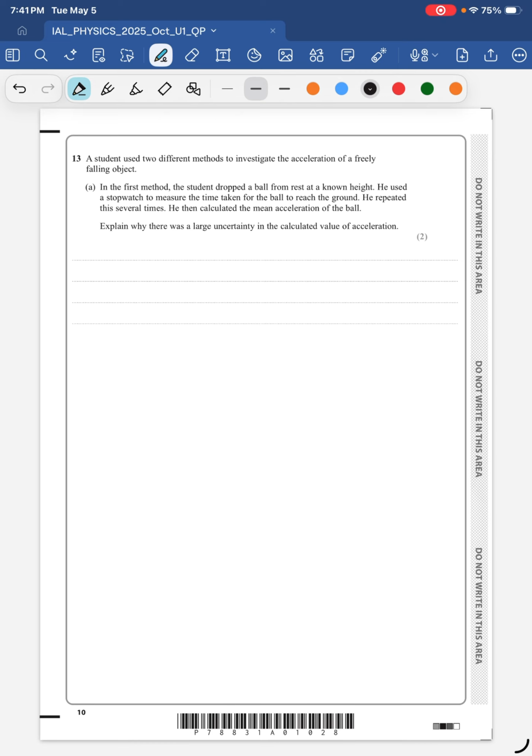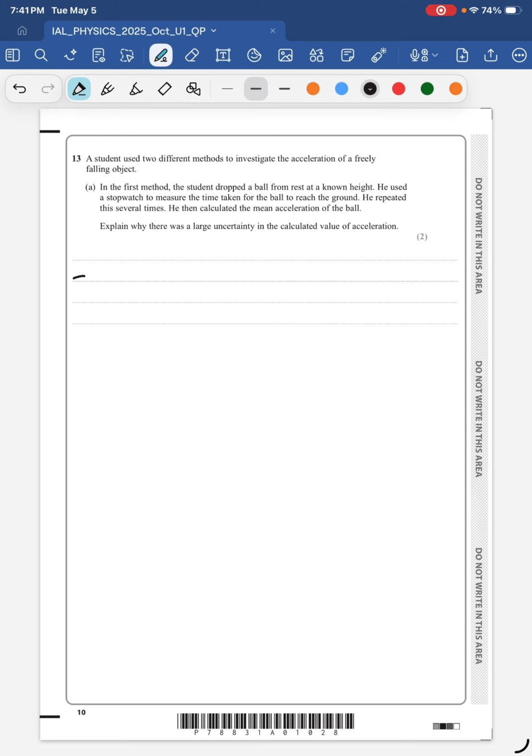A student used two different methods to investigate the acceleration of a freely falling object. In the first method, the student dropped a ball from rest at a known height. He used a stopwatch to measure the time taken for the ball to reach the ground. He repeated this several times. He then calculated the mean acceleration of the ball. Explain why there was a large uncertainty in the calculated value of acceleration.